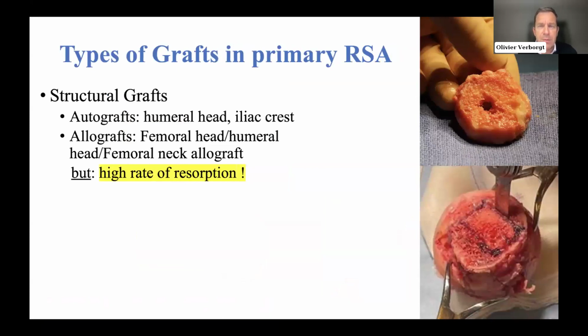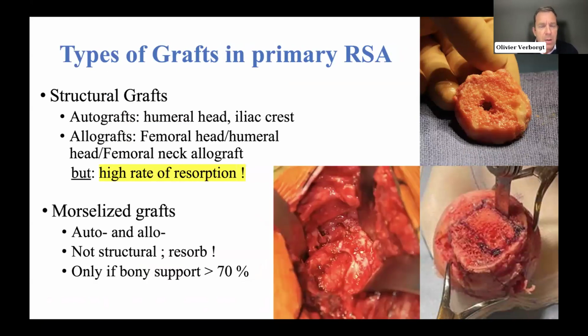The type of grafts in primary reverse arthroplasty, basically in my practice, is mostly autografts, and it's humeral head. I'm talking about primary cases, not revisions, of course. The humeral head is there, and I think this is the best available graft. Iliac crest is the secondary choice because of its morbidity. In my practice, allografts have become very rare because they have a high rate of resorption. Morselized grafts are more used when you want to fill up some gaps or holes, but it's not structural. It will mostly resorb, and you can only use them if you have more than 70% support of your native implants.